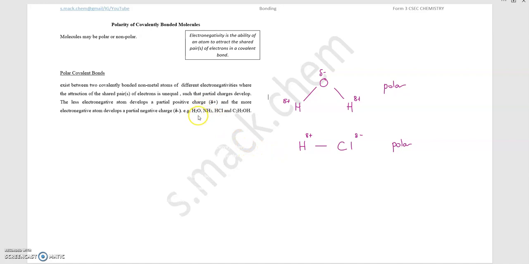Ammonia is also polar as well, and here we have ethanol, which is polar. Fun fact, ethanol is considered to be a solvent as well as water, but we say that water is what we call our universal polar solvent. And that's looking at polar covalent bonds. Let's look at nonpolar covalent bonds.